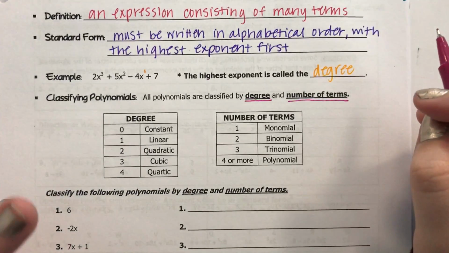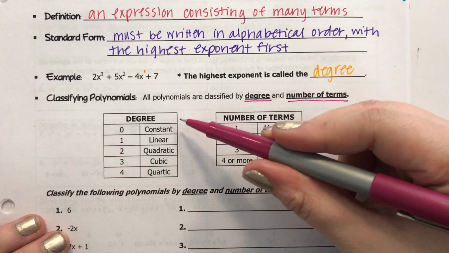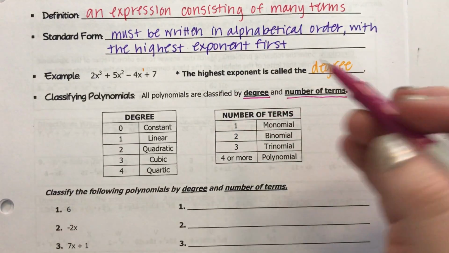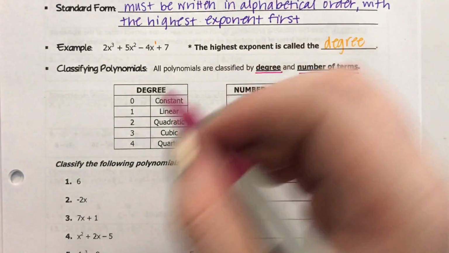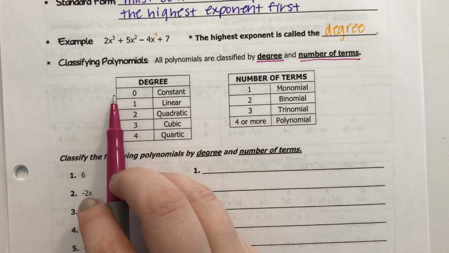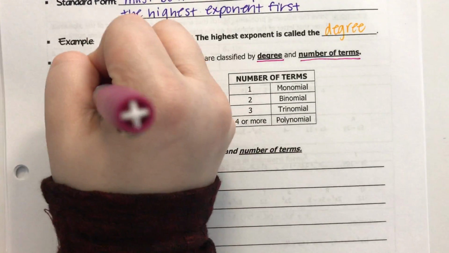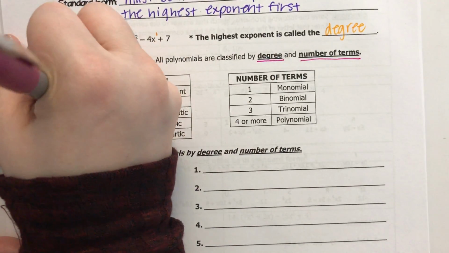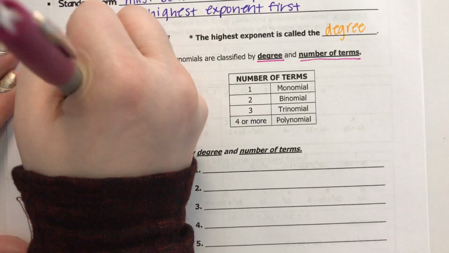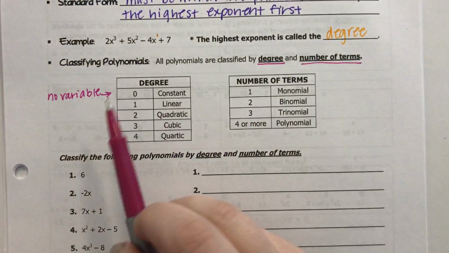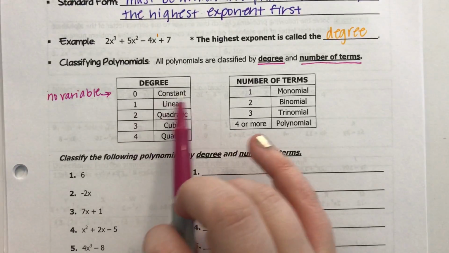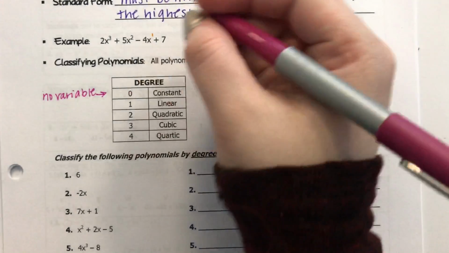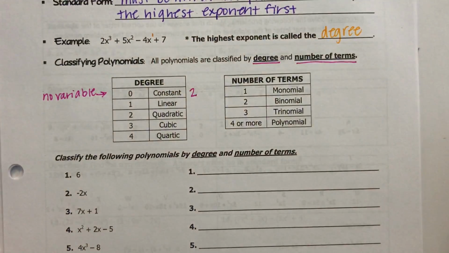Okay, so classifying polynomials or naming them, they're named by degree and number of terms. So there's 2 things that a polynomial is named by, degree and number of terms. So here's how you're going to say these. If there's no variable, so this one I want you to write no variable. It has a degree of 0 and it's called the constant term. So an example of this would be 2.